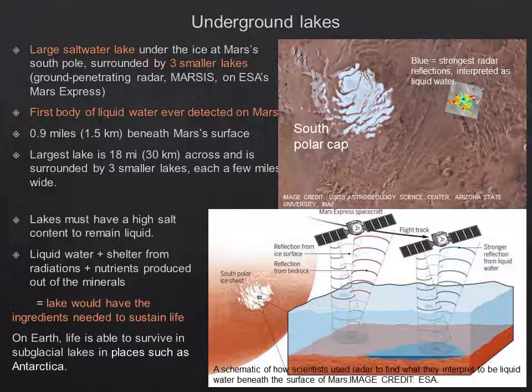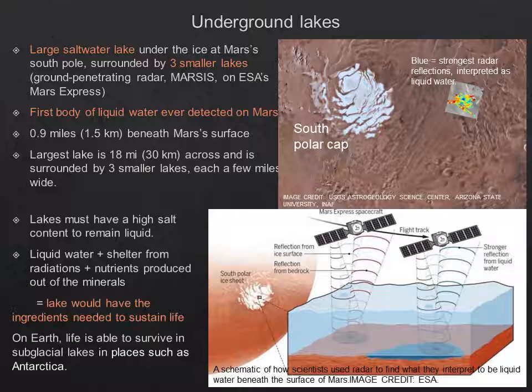Now, what about liquid water? Well, in 2018, the ground-penetrating radar MARSIS on ESA's Mars Express orbiter detected a large saltwater lake under the ice at the south pole of Mars, about 0.9 miles beneath Mars' surface. And this year, new radar observations by the same instrument confirmed the discovery and found also 3 smaller lakes surrounding the large one. This is the South Polar Cap, and this is the area that was scanned by the radar.